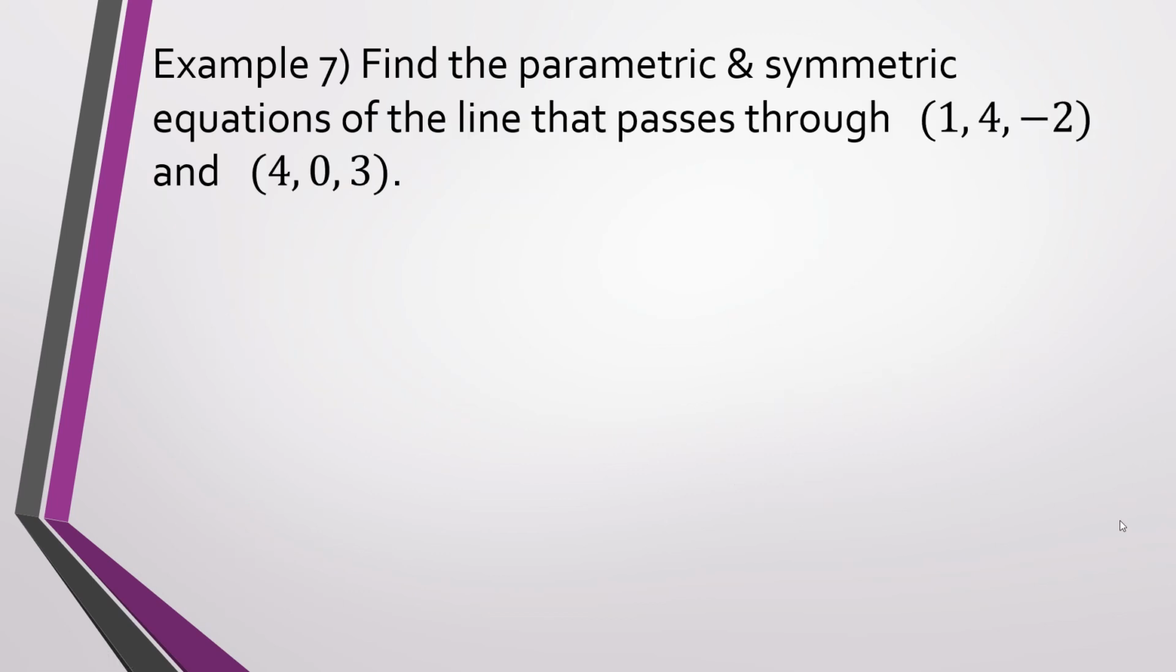All right, one last example for you. This time we're going to find the parametric and symmetric equations of the line that passes through the points (1, 4, -2) and (4, 0, 3). When you're given two points like this and they're not labeled, assume that the first point is P and the second point is Q. And point P gives you your x sub 1, y sub 1, z sub 1.